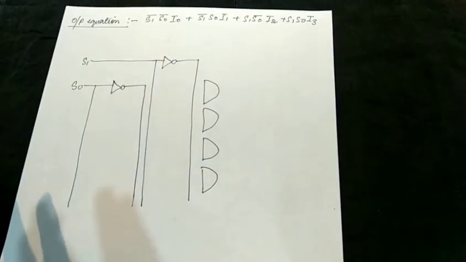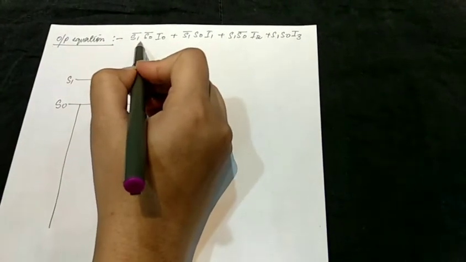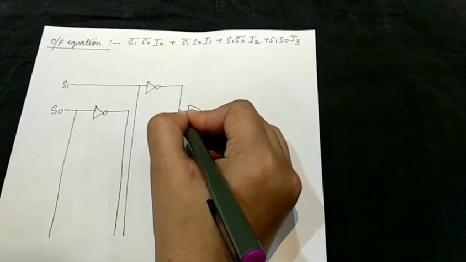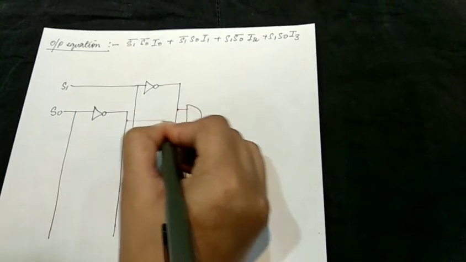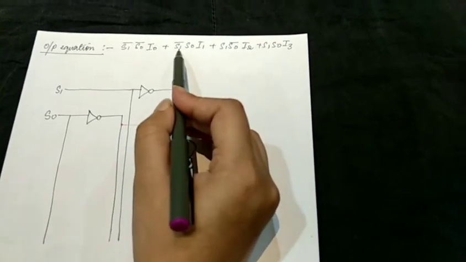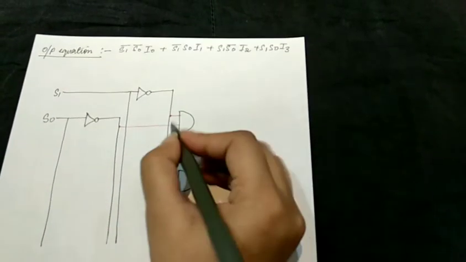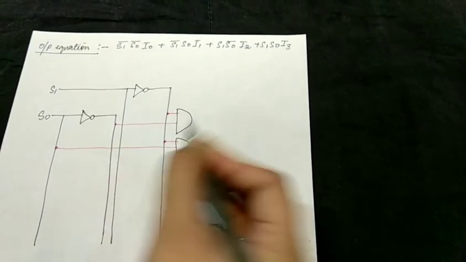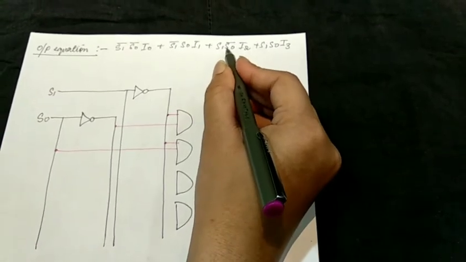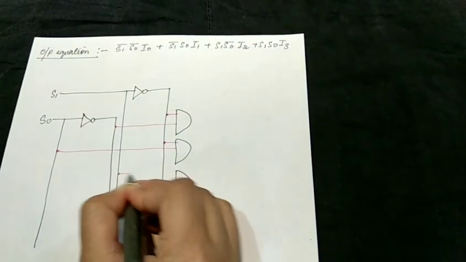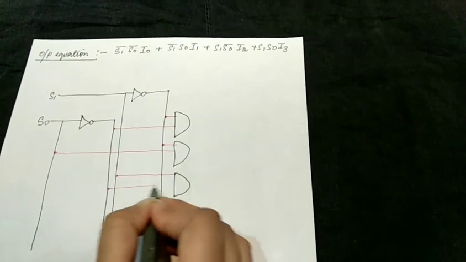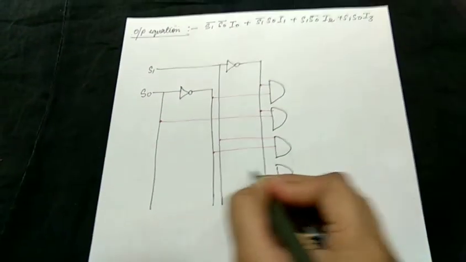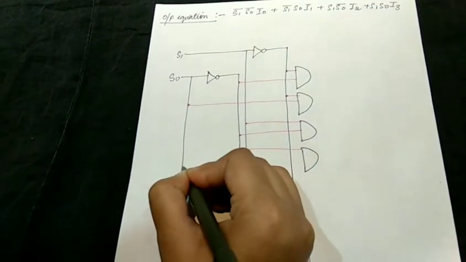So the first condition is S1 complement and S0 complement. So this is S1 complement and this is S0 complement. The second condition is S1 complement, S0. So this is S1 complement and this is my S0. The third condition is S1, S0 complement. This is S1 and this is S0 complement. And the last condition is S1 and S0. So this is my S1 and this is S0.